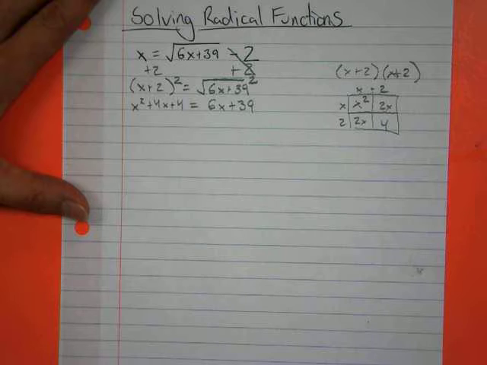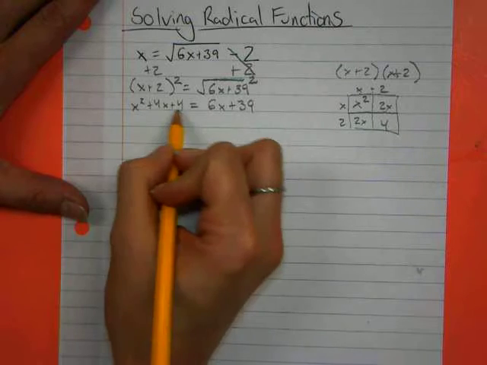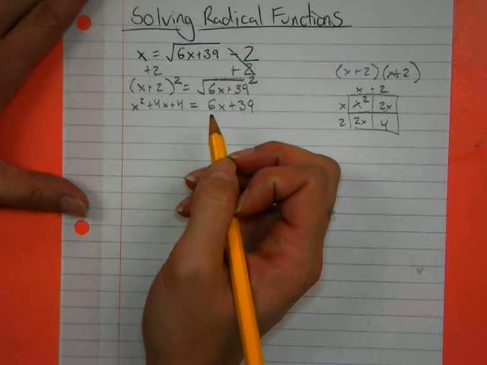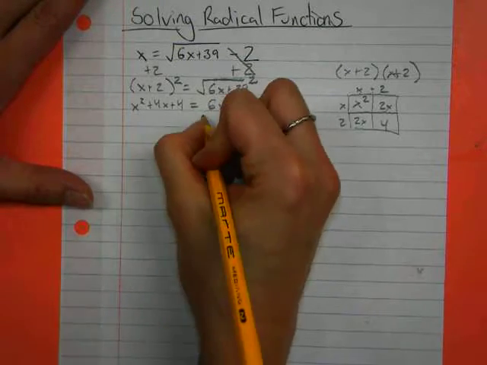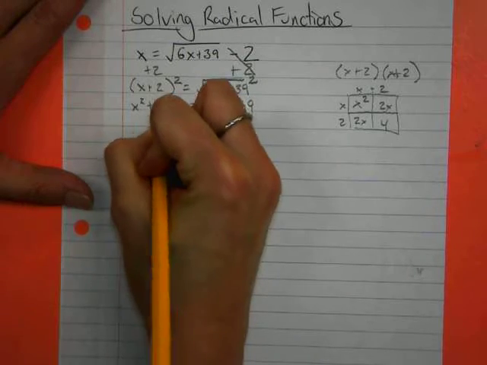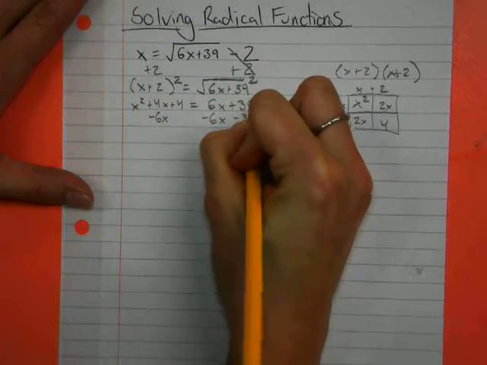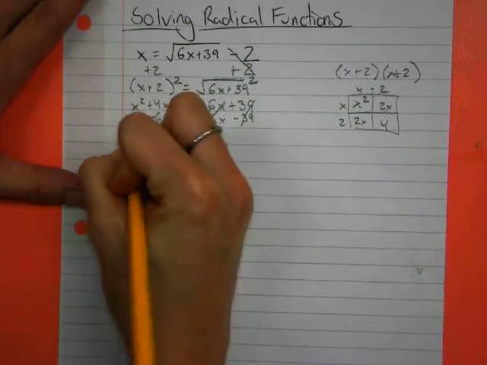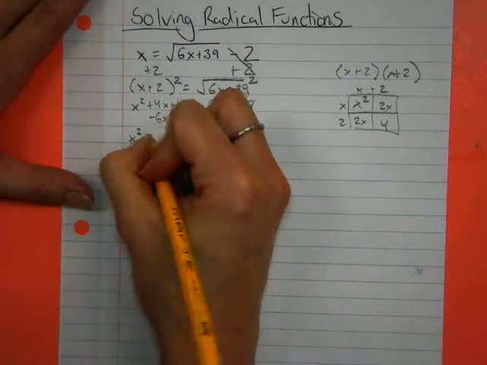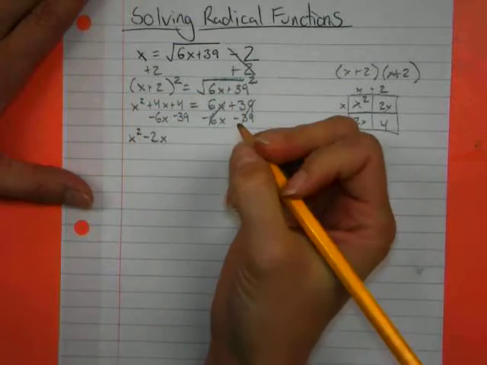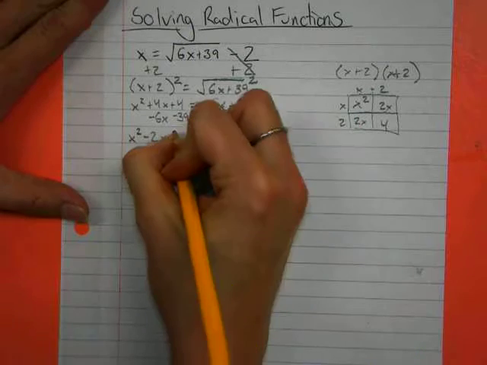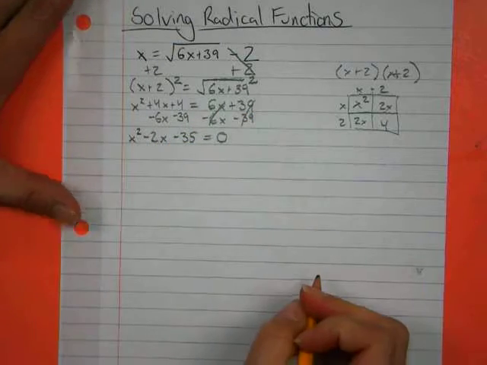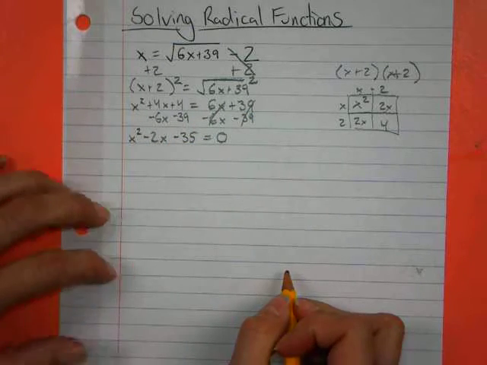Alright, so now I want to solve for x, and it looks like I almost have a quadratic here. So if I can get this quadratic set equal to 0, then I can factor it and solve for my x's. So I'm going to subtract 6x over to the other side, and at the same time subtract 39 and cancel both of these. So I end up with x squared, 4x minus 6x is minus 2x, and a positive 4 minus a 39 would give me a minus 35 equals 0. Now I have a quadratic set equal to 0, so I can go ahead and factor that.